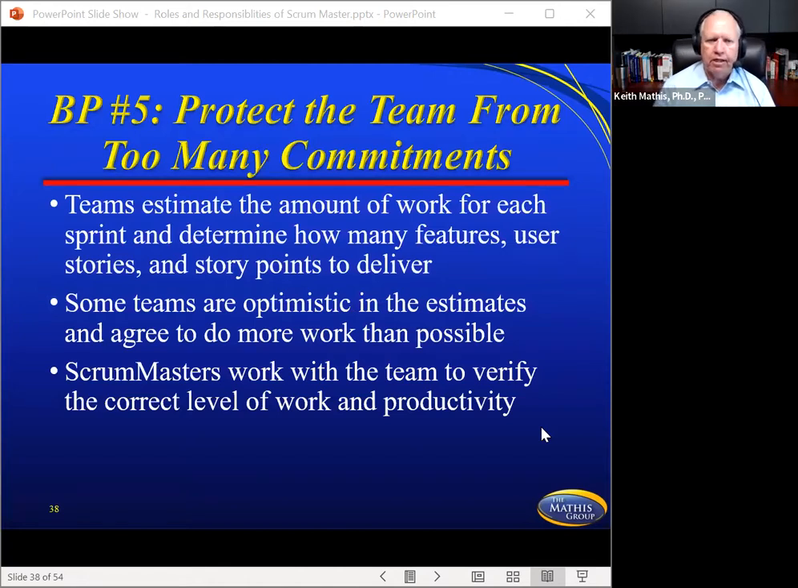Now, number 5, protect the team from too many commitments. Sometimes this is difficult. Sometimes you've had team members who are very aggressive or assertive, and they feel very comfortable with what they've agreed to, but it might be too much for that sprint. And that's what you're looking at. Can we hand something off to the customer in that sprint? And so that's why you're making suggestions, or you're asking questions. So they estimate the work for each sprint, determine how many features or user stories and story points to determine. Some teams are optimistic, especially when they don't know a lot. They could be very optimistic, thinking something's relatively simple. And Scrum Masters will work with the team to verify the correct level of work or productivity, but they're not making the decision for them.